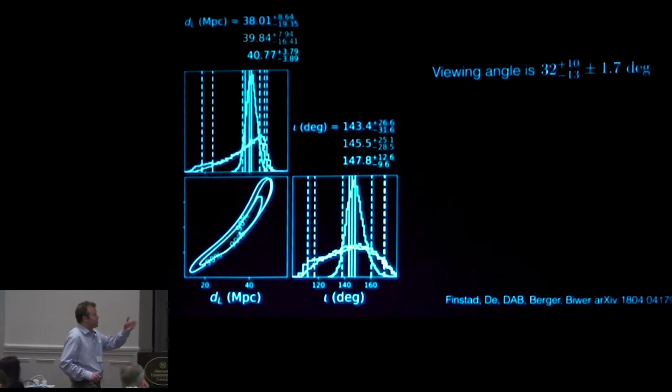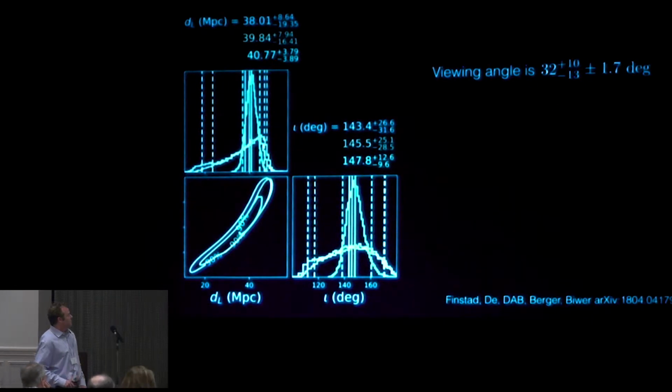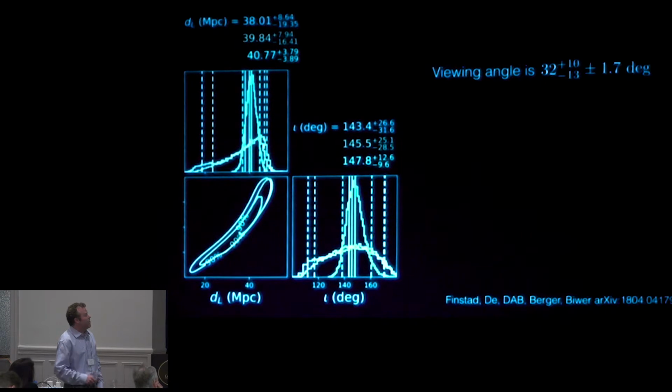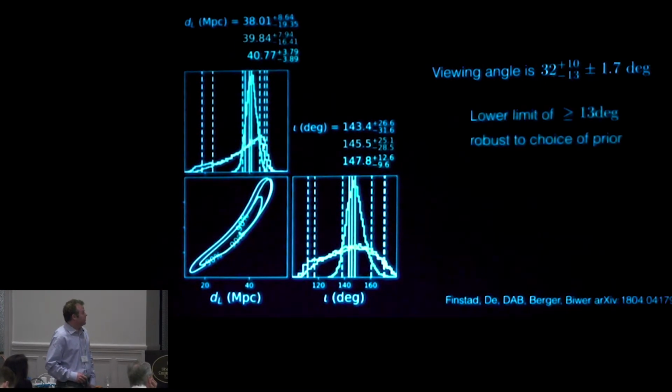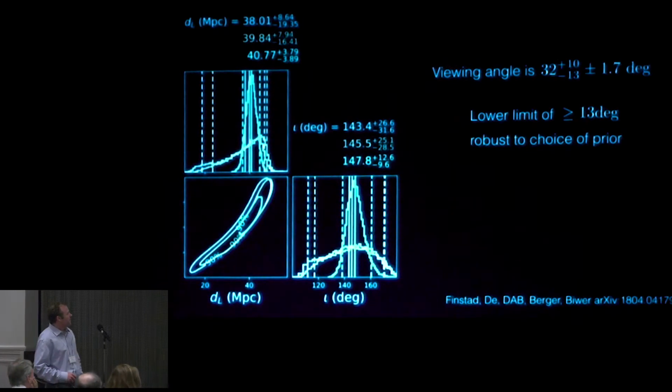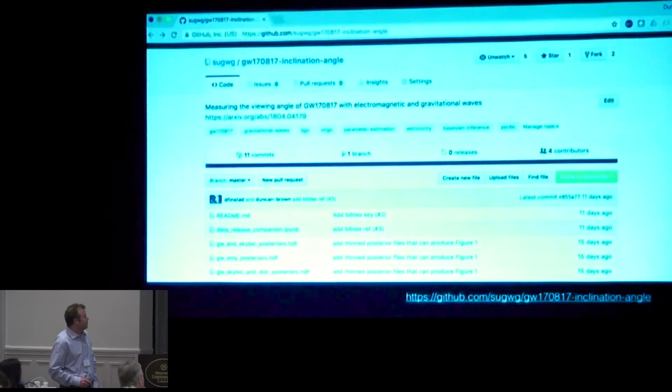The viewing angle of the binary we estimated to be 32 plus 10 minus 13 with a statistical error, with a systematic error of about 1.7 degrees. And we tried a bunch of different choices of prior to make sure it's robust, with a lower limit of about greater than 13 degrees for the viewing angle of the binary.